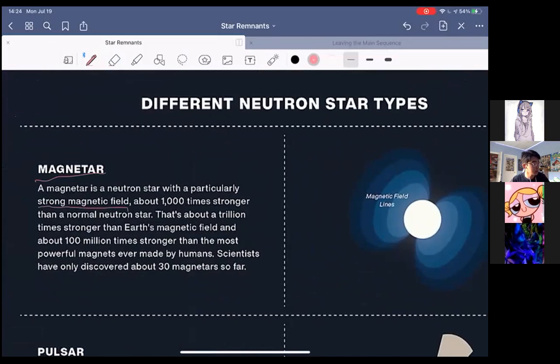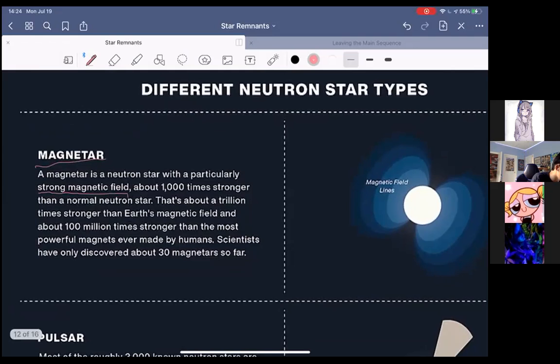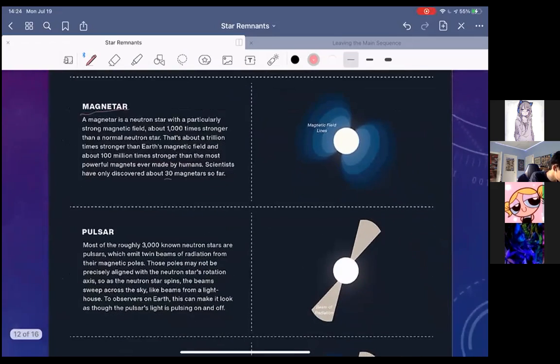And the magnetic field comes from the fact that it has all these fundamental particles moving in a soup inside the star. As a result of that, it creates a really, really strong magnetic field. And that's what these magnetic field lines are trying to show. It's super, super strong. In fact, it's 100 million times stronger than the magnets that we've ever made. And these types of stars are super, super rare because you don't usually have the conditions to create such strong magnetic fields. As a result, we've only known about 30 magnetars so far. We've only discovered so many.